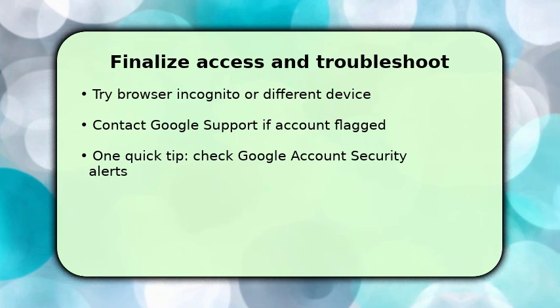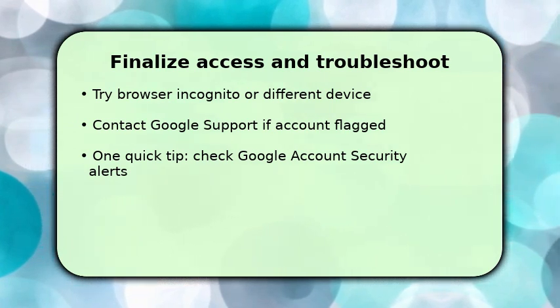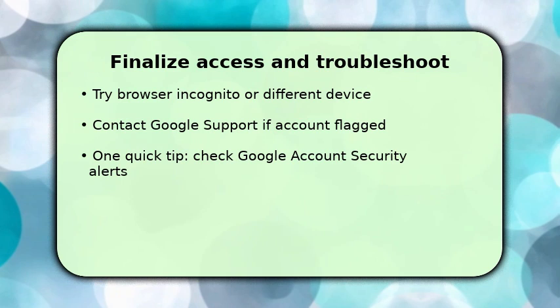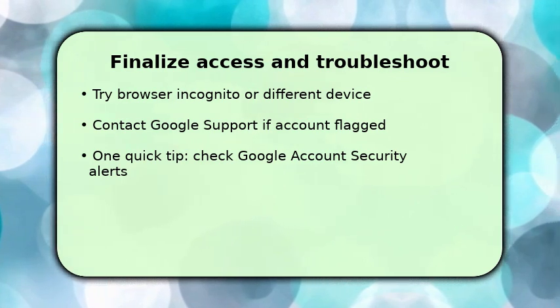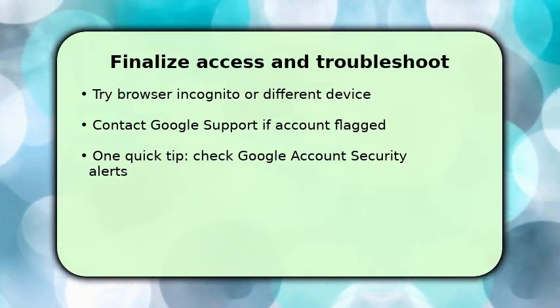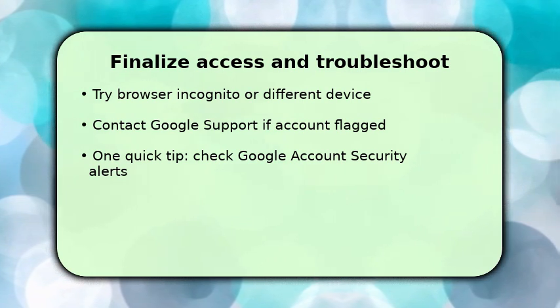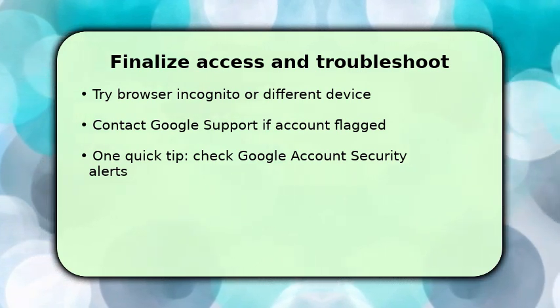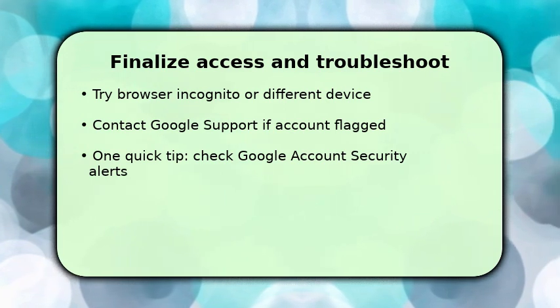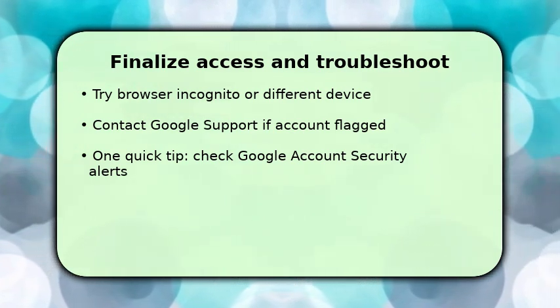When all else fails, review Google account security alerts and recent sign-in warnings. If your account is flagged, follow the shown remediation steps or contact Google support. One key troubleshooting tip: temporarily disable third-party extensions or security software that might intercept authentication.